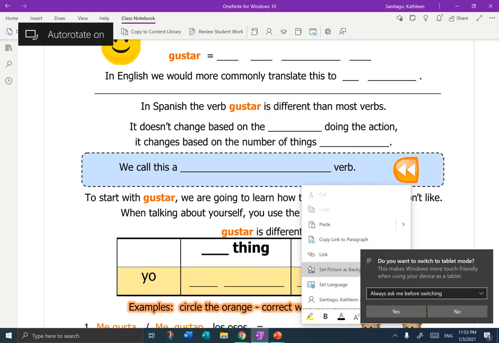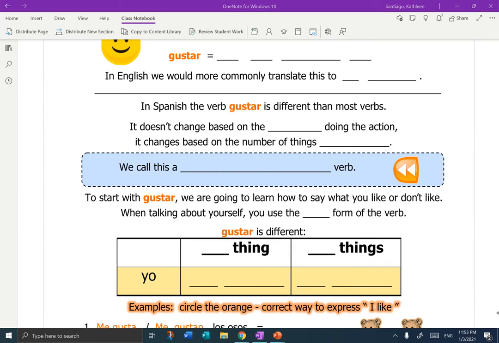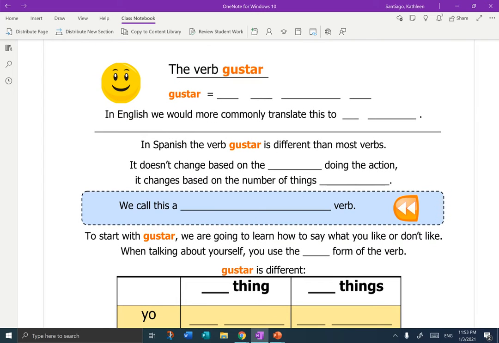Sorry, I'm switching over to tablet mode. Okay, so the verb gustar, although in English we would more commonly translate this verb to mean to like, in Spanish what it really means is to be pleasing to.